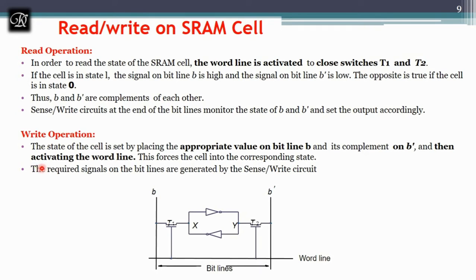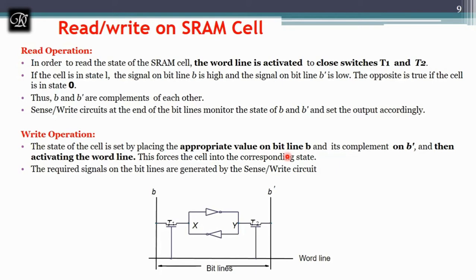Once we see the appropriate value on B and B dash, we have to activate the word line. In the read operation, first we activated the word line, then we monitored B and B dash. But here, first we are going to see the value of B and B dash, then we are going to activate the word line. This is going to force the cell into the corresponding state, whatever data is there in the cell, which is going to be written with the value of B. Because now we are performing the write operation, first I have to place the data on lines B before I enable the latch. Once I place the data on B and B dash, I immediately enable the latch.